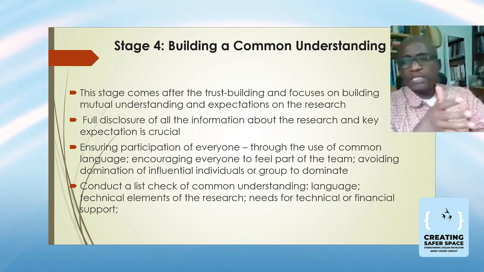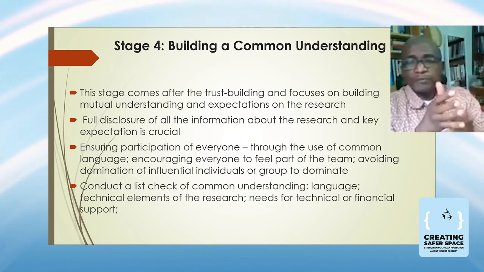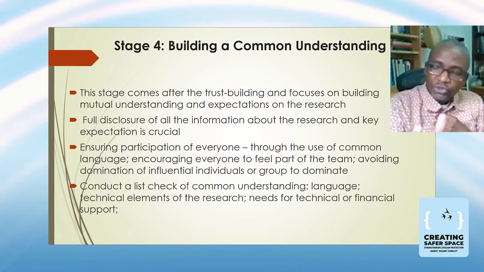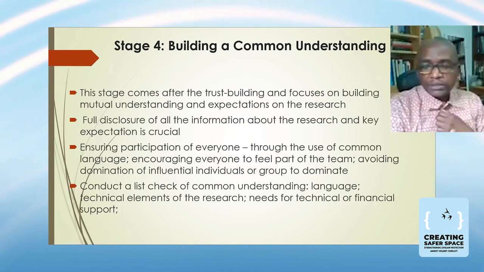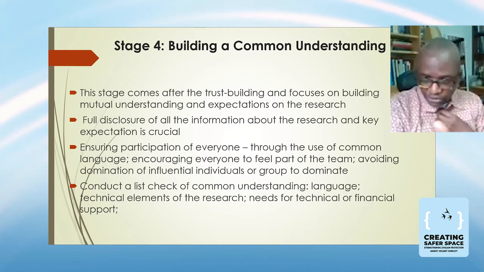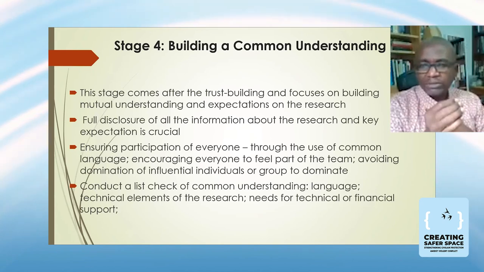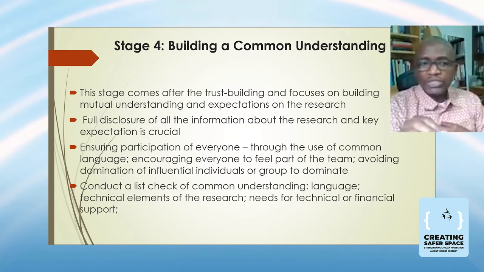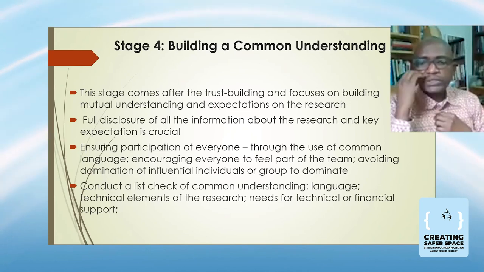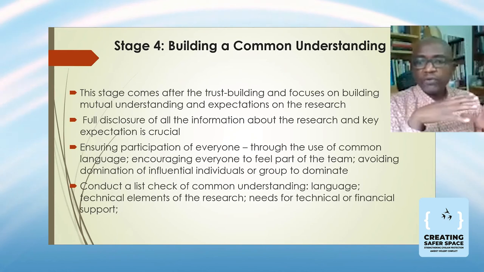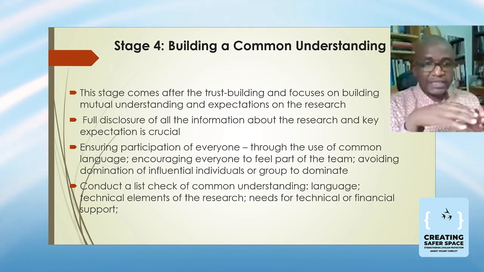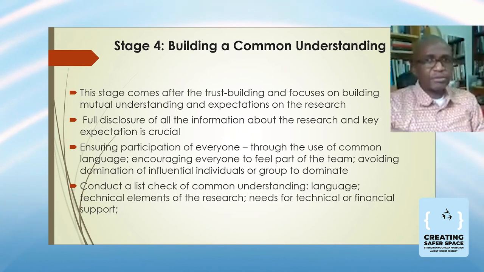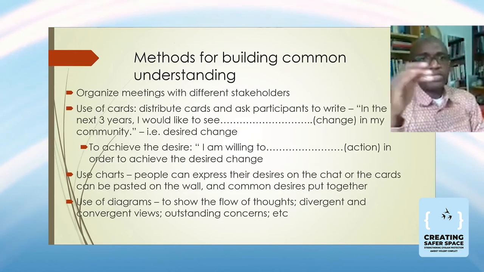Your checklist might include, for example, language, something you may consider to be basic. What language are we going to use for this research? What language are we going to use amongst ourselves as key stakeholders? What kinds of jargon, especially when you get into technical terms, are we going to cut other people off by the kind of language we're using? So the technical elements of research are very important. There's also need for technical and financial support, as I've already indicated earlier. So you have your own checklist, and you can have as many things as possible there that will help you to build a common understanding.